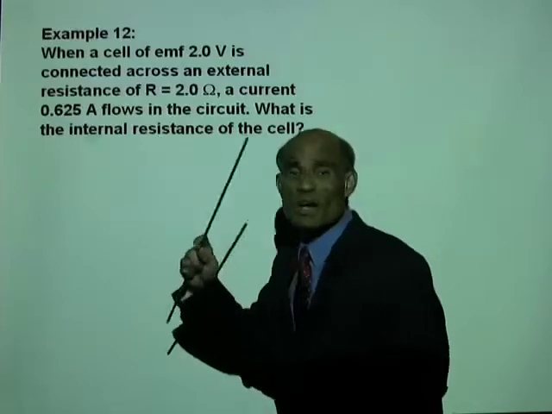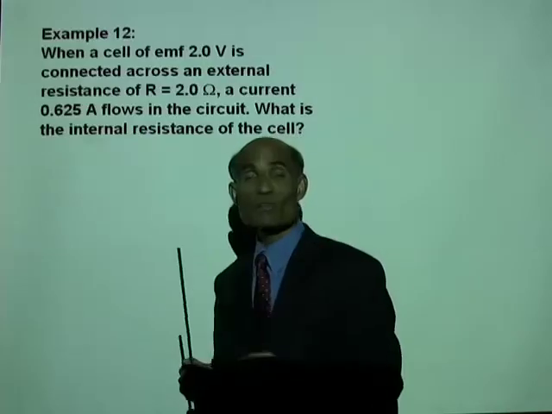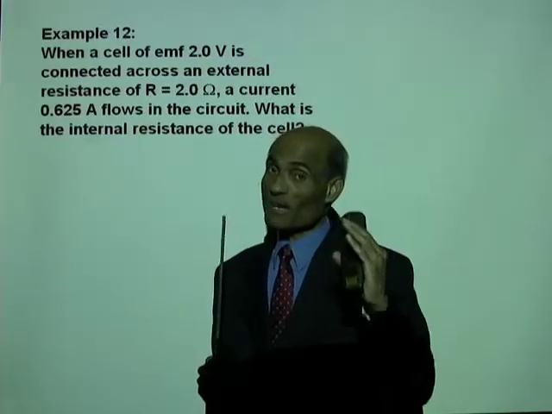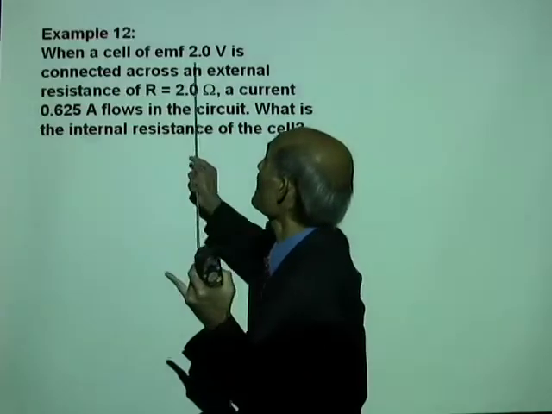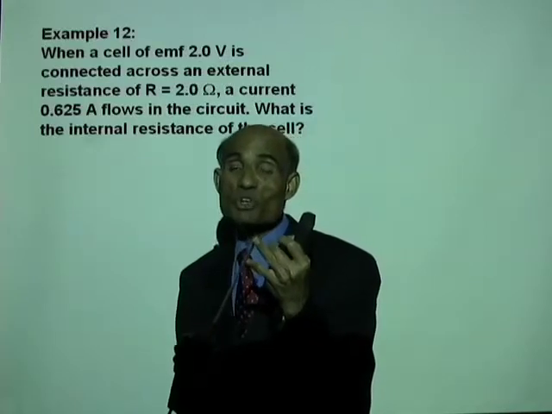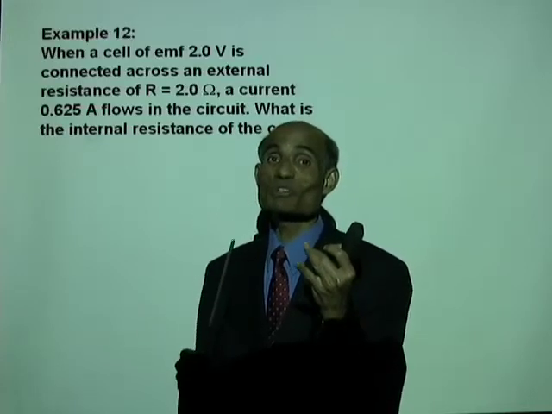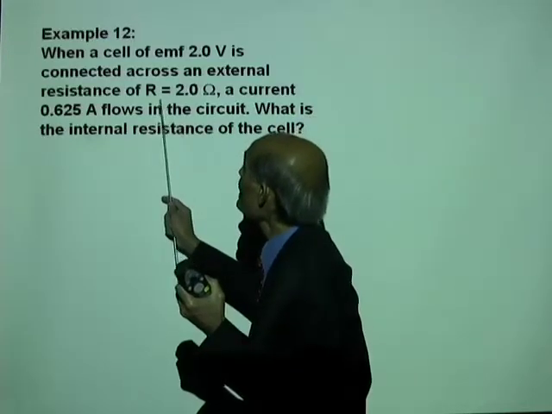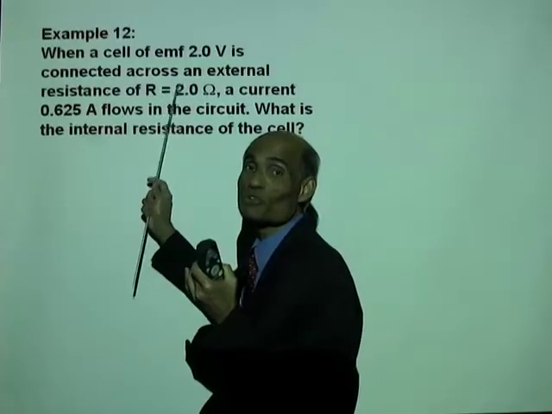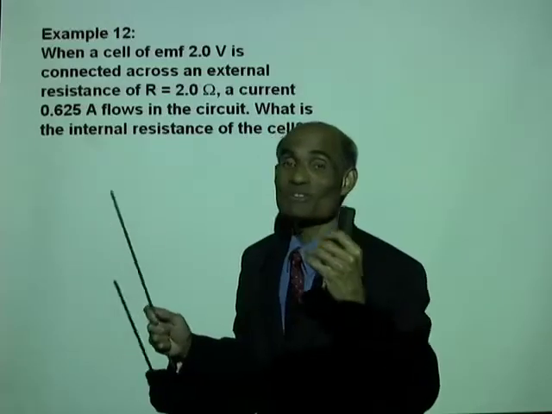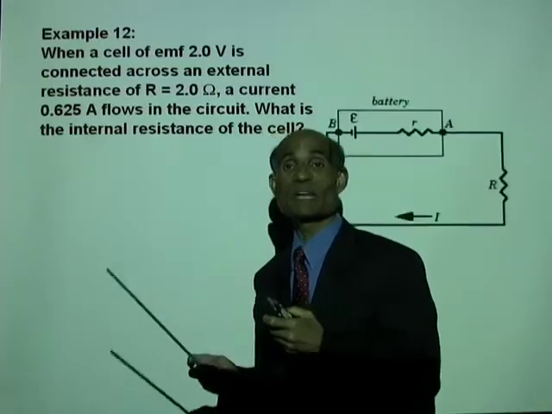Well, look at the problem and sort of figure out what you can do. We need to find the internal resistance of the cell. Well, we have developed a formula for it. For that, we need the EMF. We have the EMF. We need the potential difference across the external resistor. It's called the terminal potential difference. Well, we know the external resistor. We know the current in the external resistor. Can you use those values to find the potential difference? Yes. And those are the only quantities that we need.